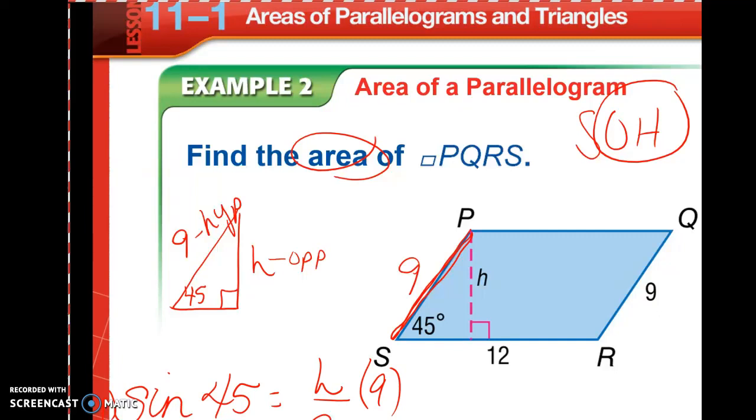So my height equals 6.4. So my area would be 12 times 6.4, which is 76.8 units squared. We want to put that on there if it doesn't have a length measurement, just because we want to show that that's area and not perimeter.